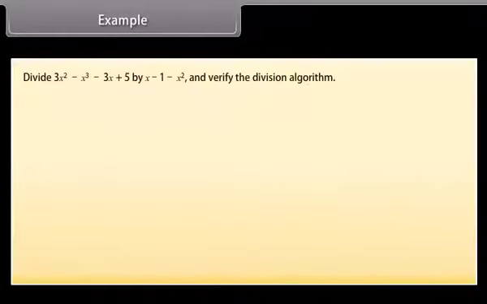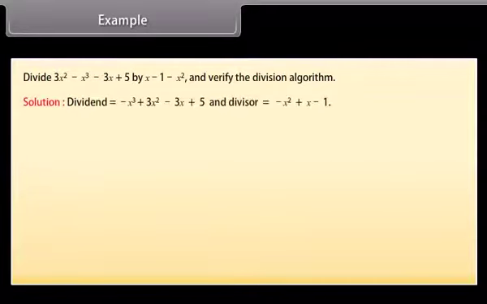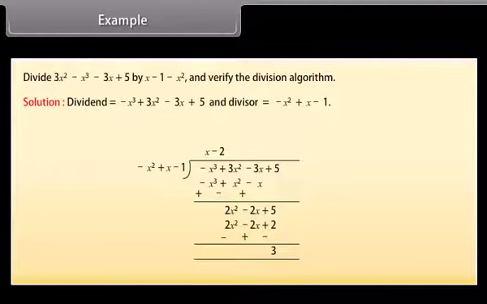Example: divide 3x square minus x cube minus 3x plus 5 by x minus 1 minus x square and verify the division algorithm. Solution. Firstly, we will write both the dividend and divisor in decreasing orders of their degrees. Dividend is minus x cube plus 3x square minus 3x plus 5 and divisor is equal to minus x square plus x minus 1. By dividing we get quotient is equal to x minus 2 and remainder is equal to 3.